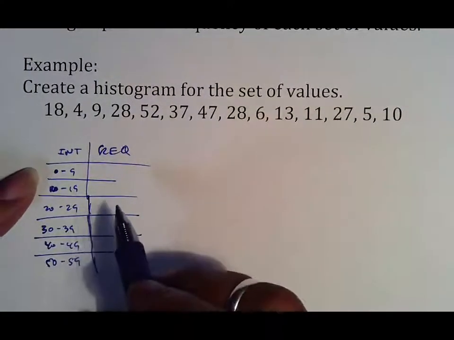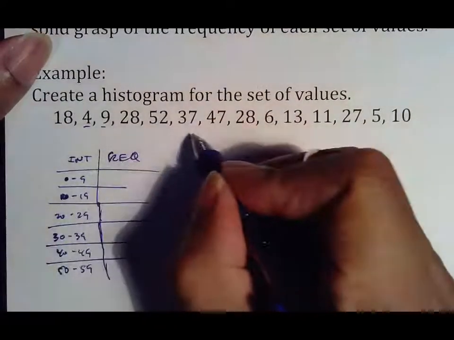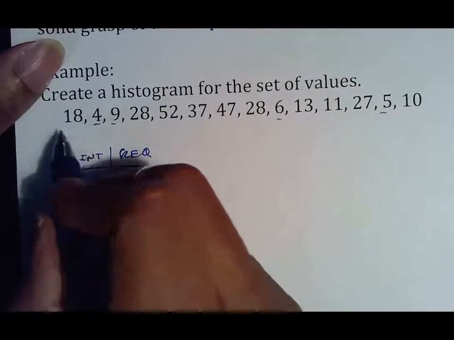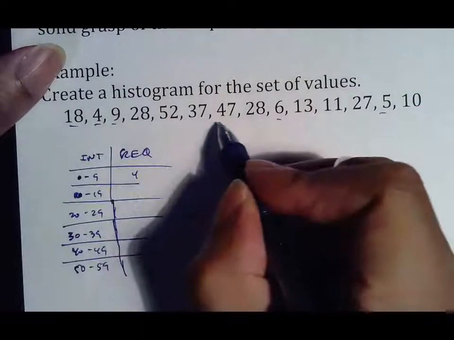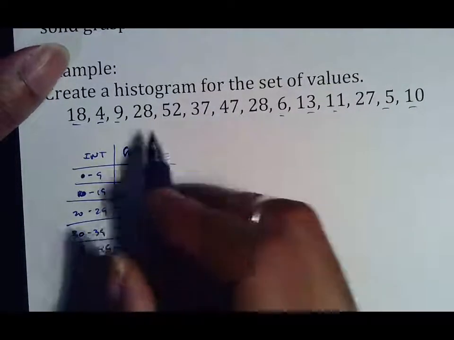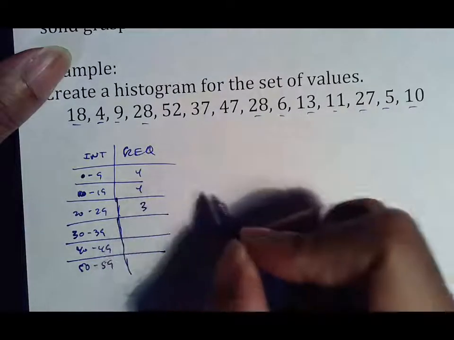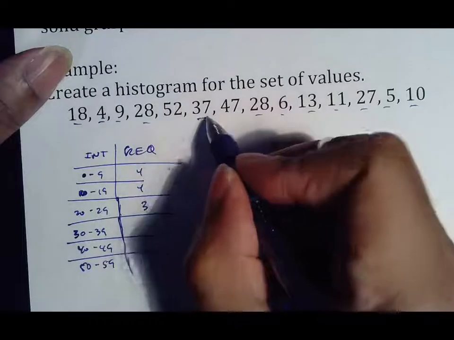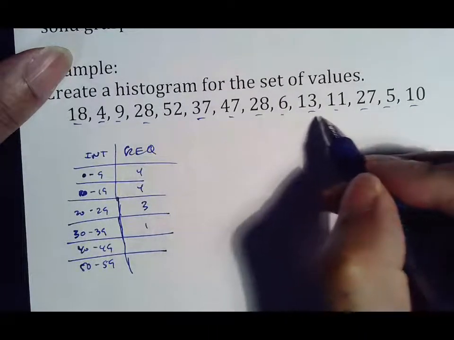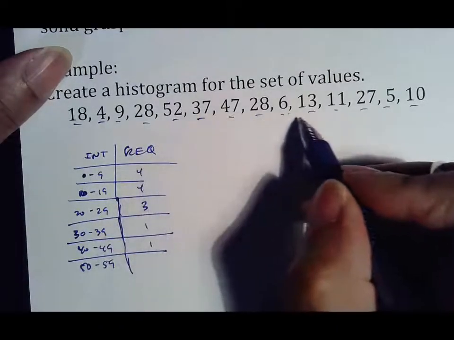So with this, we go 0 through 9 is 1, 2, 3, 4. 10 through 19, 1, 2, 3, 4. Looks like 20 through 29, 1, 2, 3. 30 through 39, 1 is 1. 40 through 49 is 1 also. And 50 through 59 is 1 also.